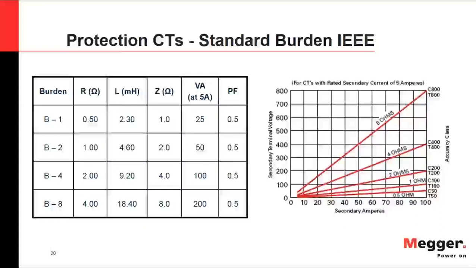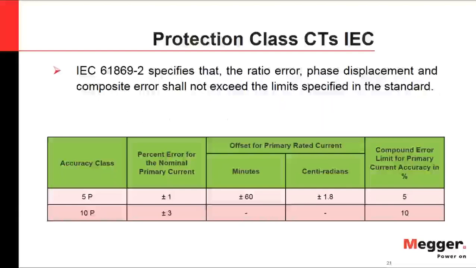Our protection class CTs, according to IEC, we can look at the specification, and basically we have class 5B and class 10B. What you see is the percent error for the nominal primary current is plus or minus 1 or plus or minus 3. And the compound error limit for the current accuracy will be 5% or 10%.